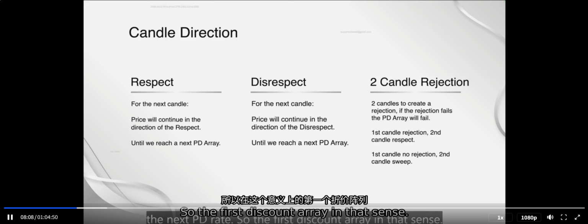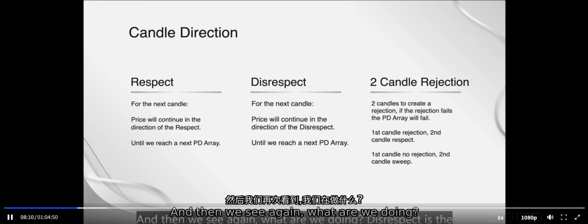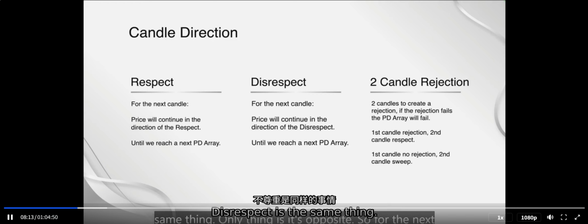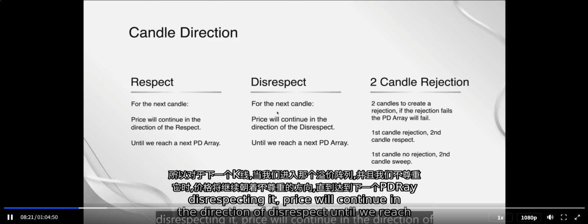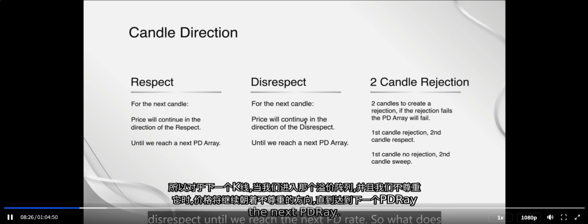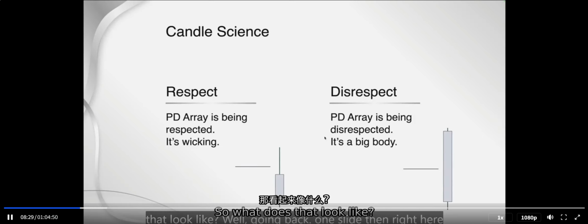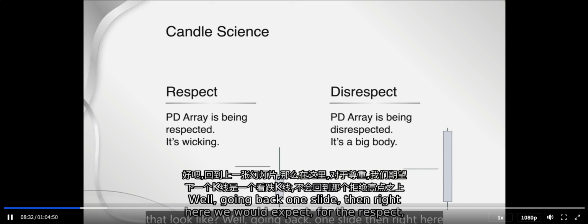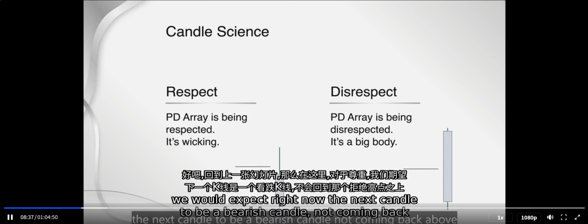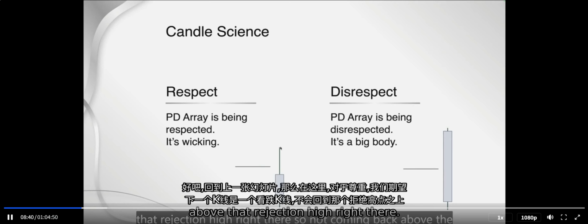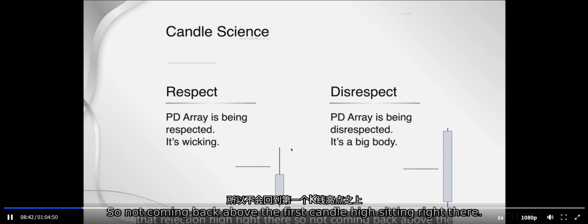So the first discount array in that sense. And then we see again, disrespect is the same thing. Only thing is, it's opposite. So for the next candle, after we come into that premium array and we are disrespecting it, price will continue in the direction of disrespect until we reach the next PD array. So what does that look like? Going back one slide, right here for the respect, we would expect the next candle to be a bearish candle, not coming back above that rejection high right there. So not coming back above the first candle high sitting right there.